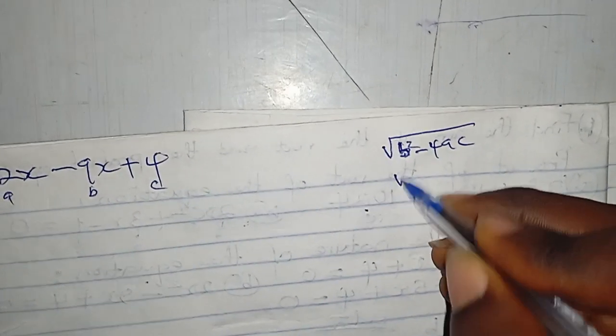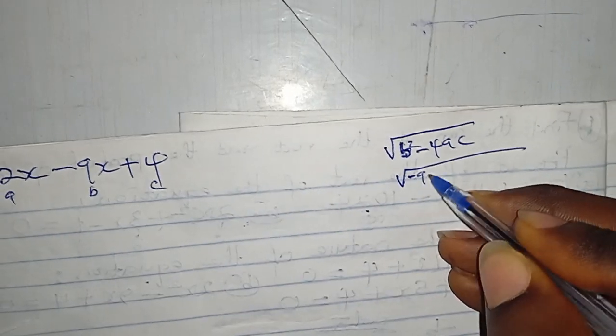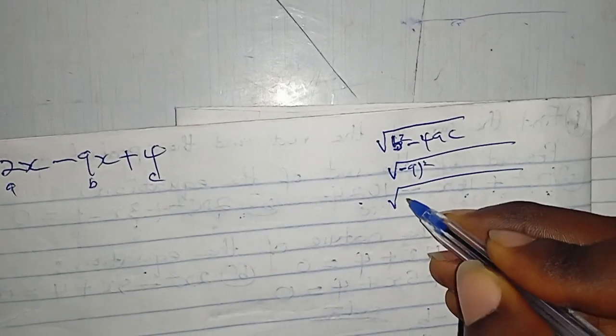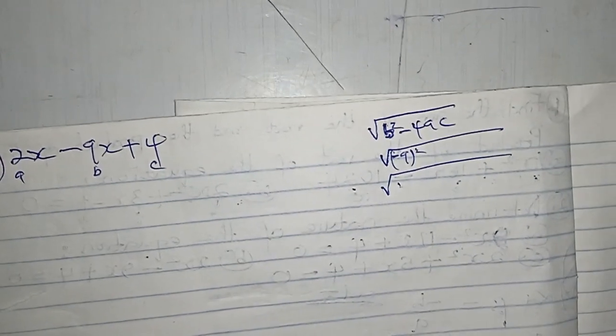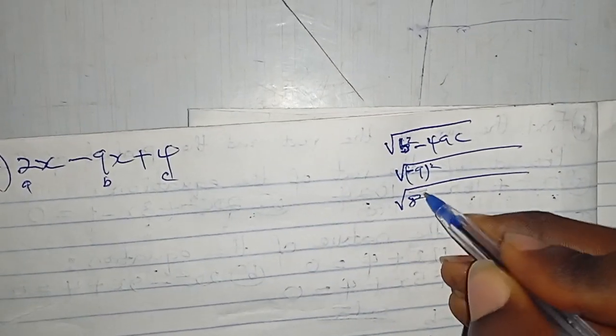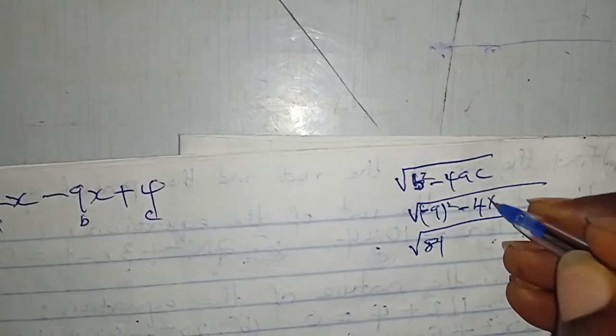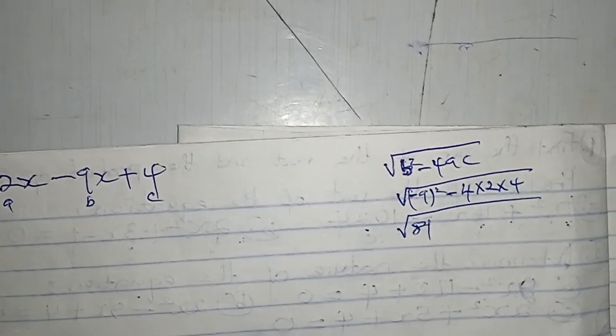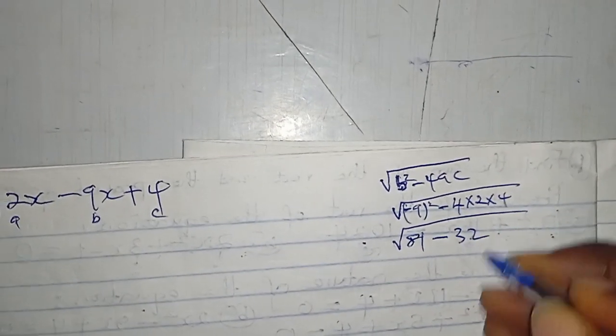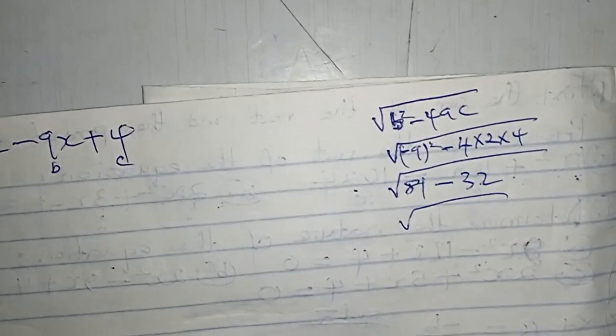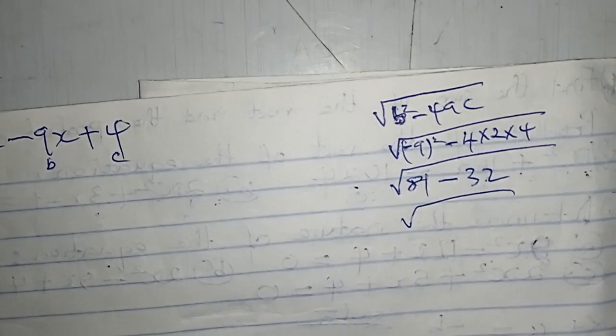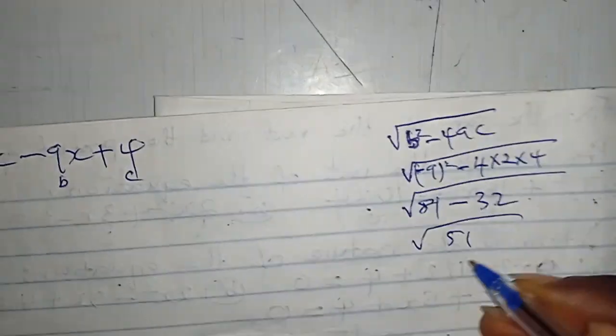So b here is minus 9 squared, which is 9 raised to power 2, 81. It will change to positive 81 minus 4 times 2 times 4. Let's do that. 4 times 2 times 4 is 32. So 81 minus 32 is giving me 51. Wonderful. Let's do something.